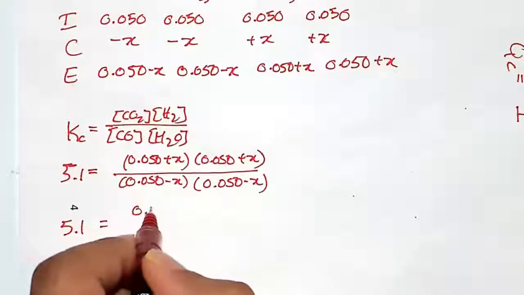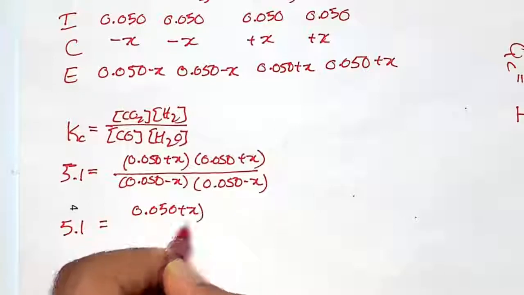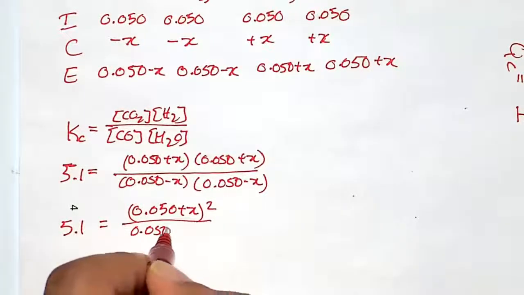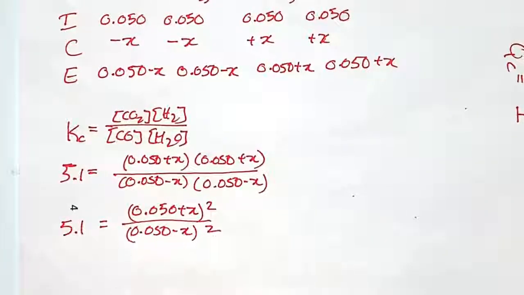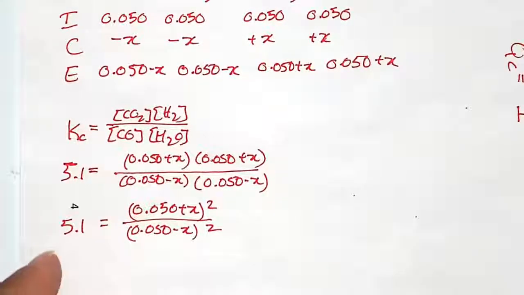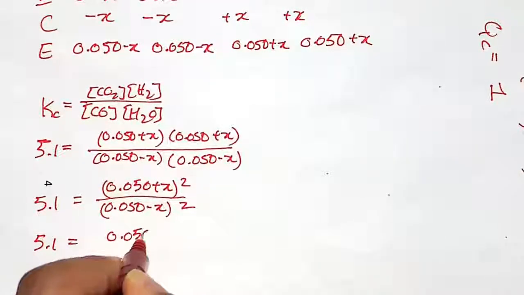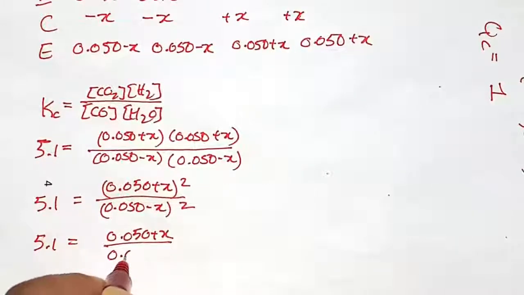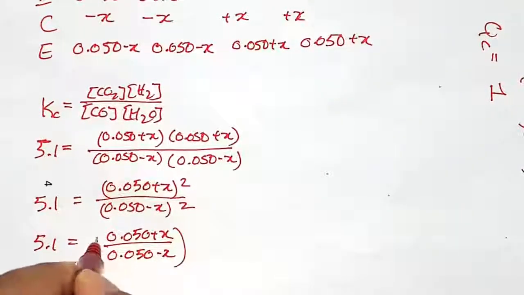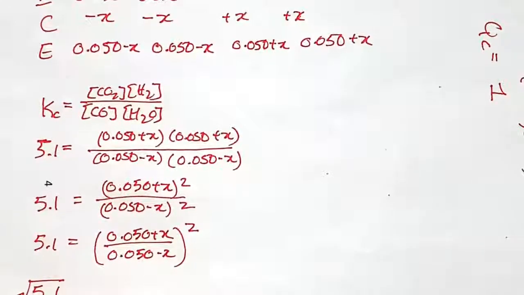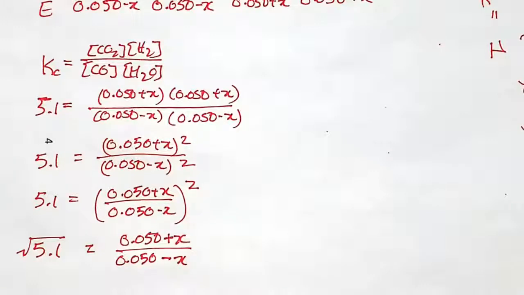So 5.1 is going to equal (0.050 plus x) squared over (0.050 minus x) squared. Take the squares and clump it as one big group, and when I do that I get 5.1 equals (0.050 plus x divided by 0.050 minus x) whole squared. Take the square root of both sides of the equation. Taking the square root pops out the fraction of everything that I need to solve for x.